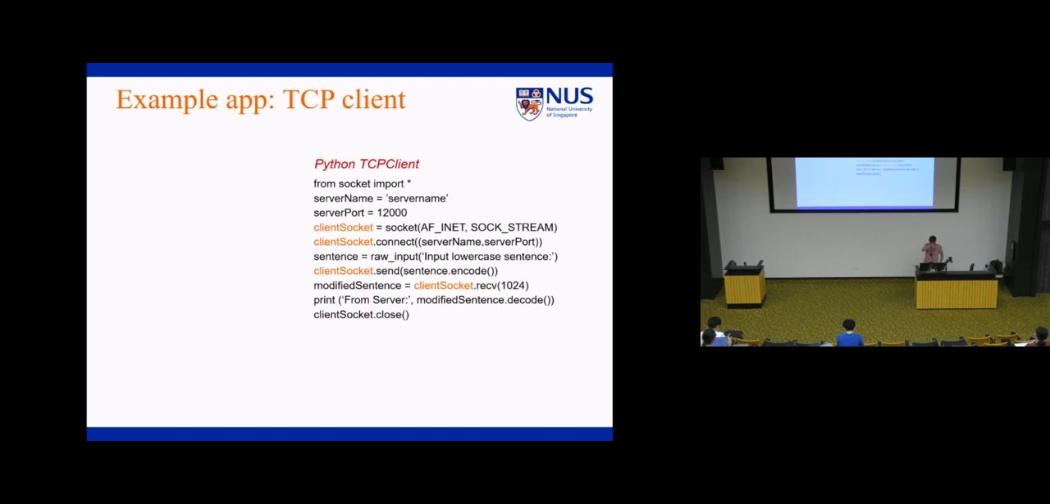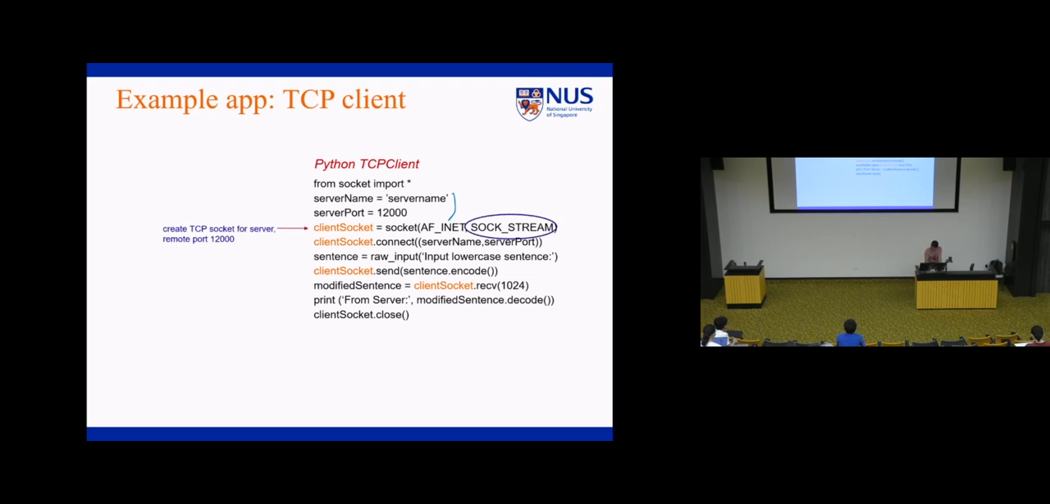Now let's see that over an example application. Again, we are creating the same application that capitalizes the letters of whatever the client sends. So this is our TCP client program. Again, we are importing the socket module of Python, and we are indicating the server name and the port number of the server. This port number is the port number of the welcoming socket.